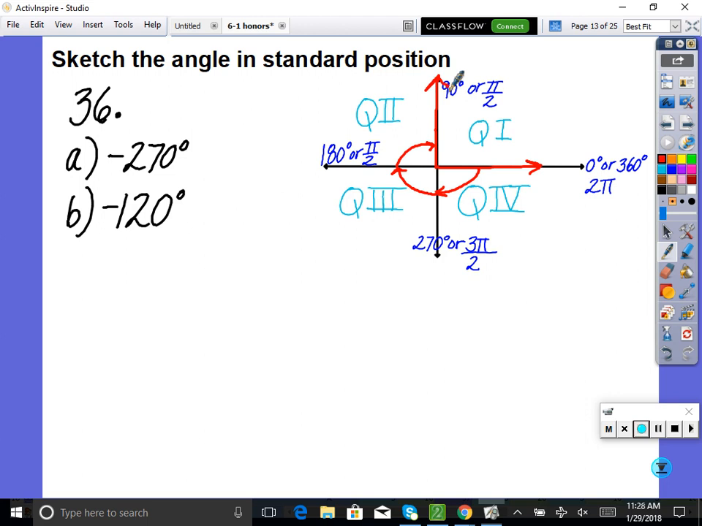So now I'm going to draw my terminal side. Now look, that is equivalent. It lands in the same spot as positive 90 degrees. So you could take that and add 360, because to me it's easier to graph positive angles, which is 90 degrees.